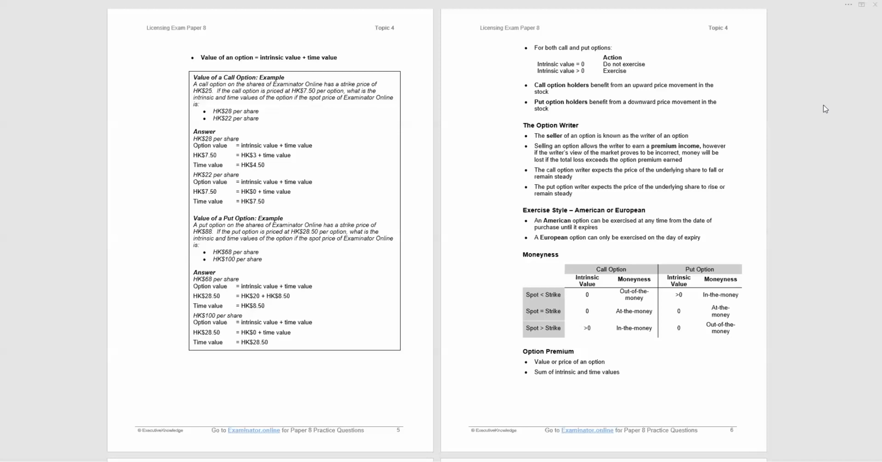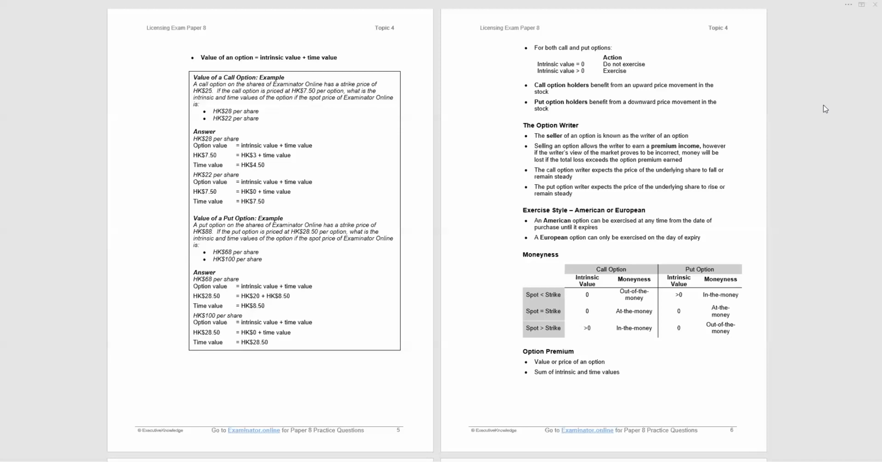Now it goes the other way. So if the price in the market is 68 and the option gives me the right to sell at 88, well, that's attractive. I go into the market, I buy at 68, and then I exercise my option and I sell at 88, making immediately $20 profit. So in this case, the intrinsic value is 20. As the option premium is 28.50, the difference between 28.50 and 20 must be the remaining time value, which is $8.50.